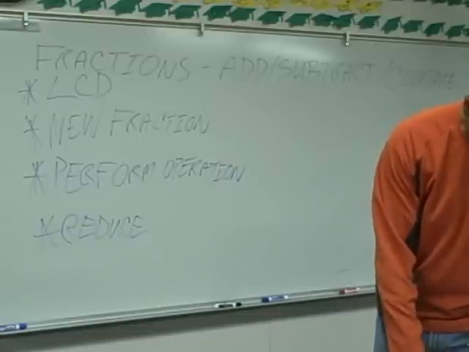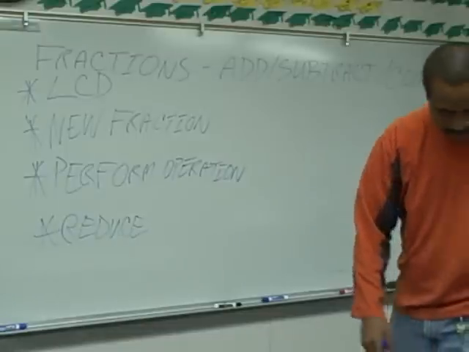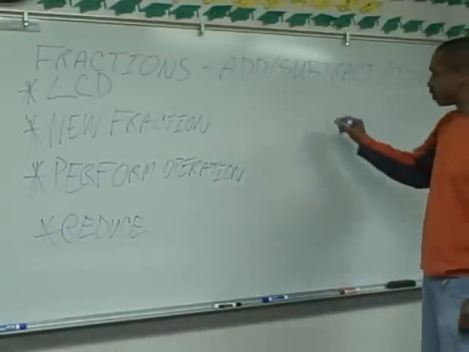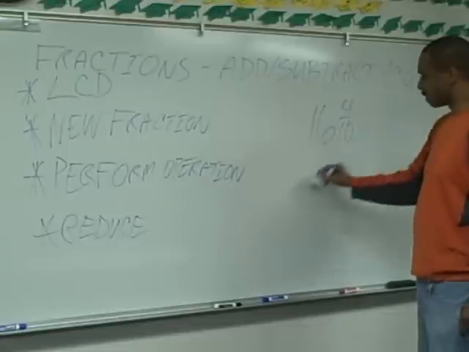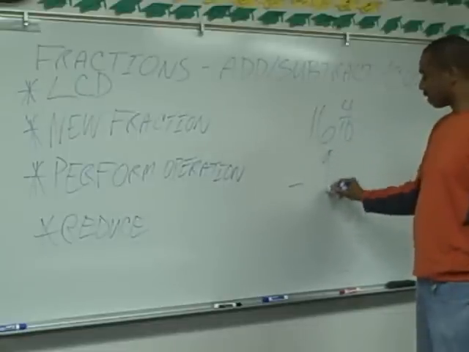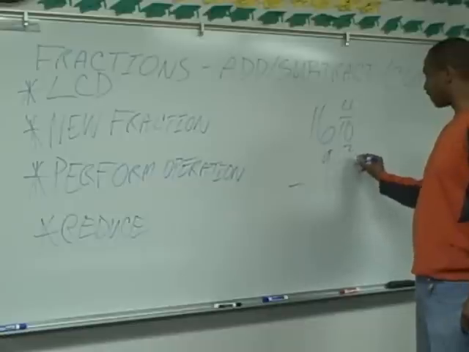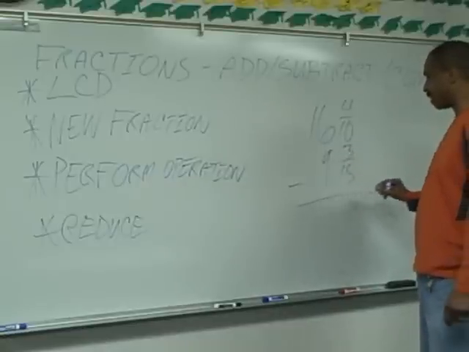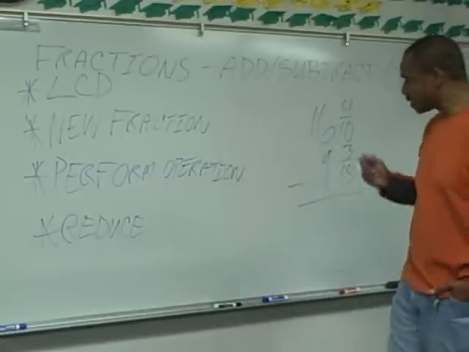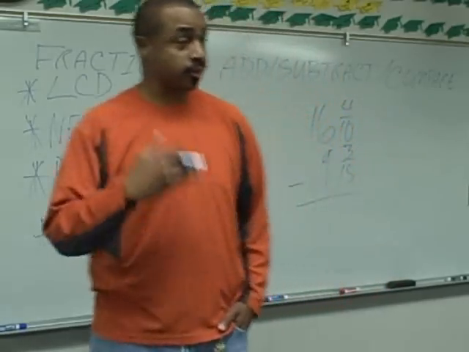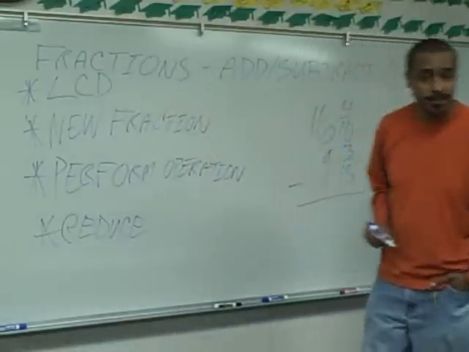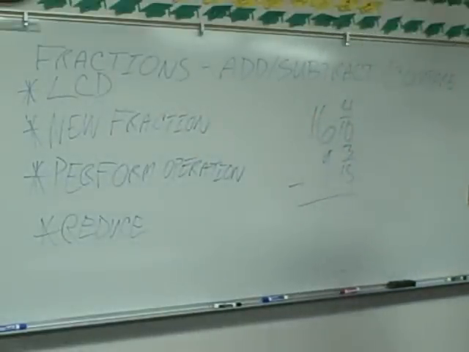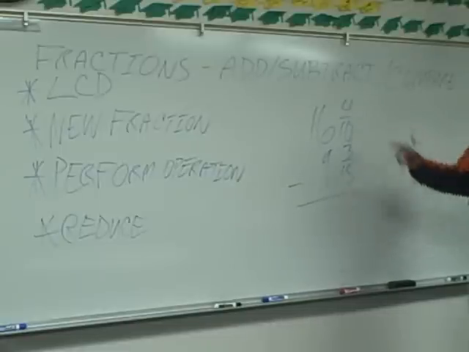So let's do a couple examples here. Let's turn to page 3 and take these steps. Let's try number 2. Number 2 says 16 4/10. This is a subtraction problem, 9 3/15. So 9 3/15 subtracted from 16 4/10. The first step is to find the LCD. How do we do that? What's the lowest common denominator of 10 and 15?